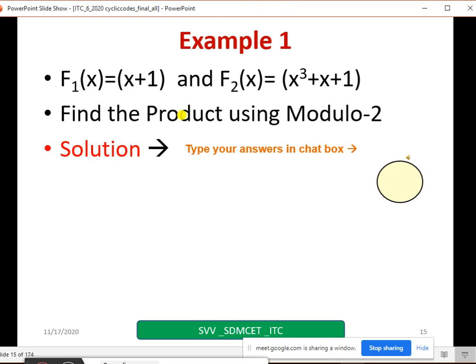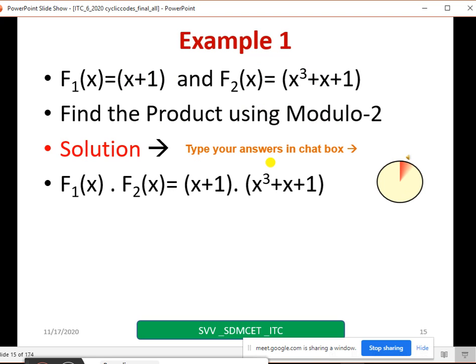Find the product using mod 2. X plus 1 into x cube plus x plus 1, I have to do using mod 2. Let me show you the first step and the remaining I want you people to do. Type your answer in the chat box. Even if the answer is wrong, I will be happy to see your answer.